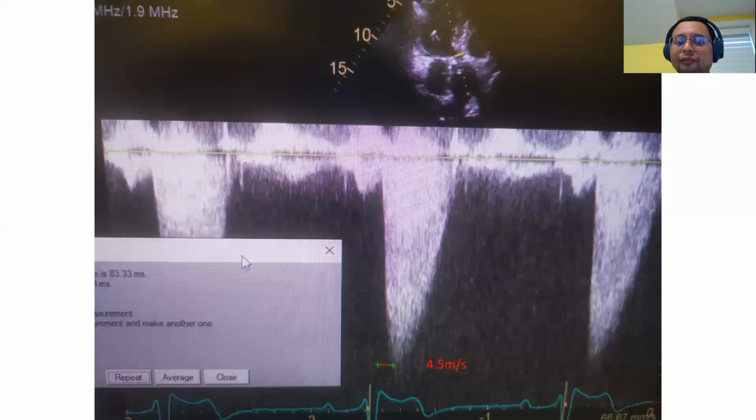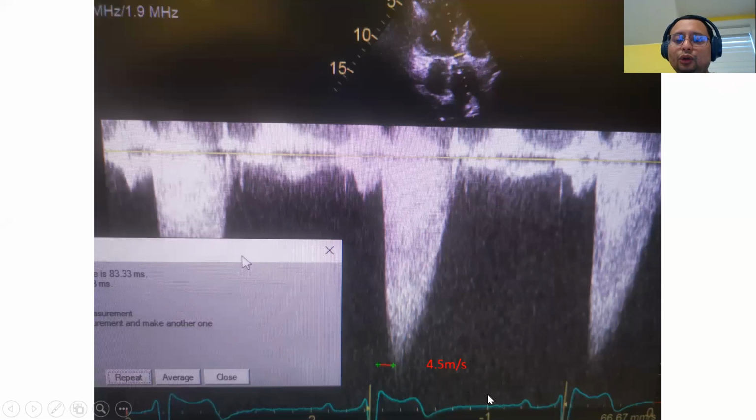Look at the aortic valve. The acceleration time is 83.3 milliseconds. But look at the velocity. The velocity is very high, 4.5 meters per second. Is it very high? Can this still be a normal valve with a velocity of 4.5? Yes, it can still be a normal valve.